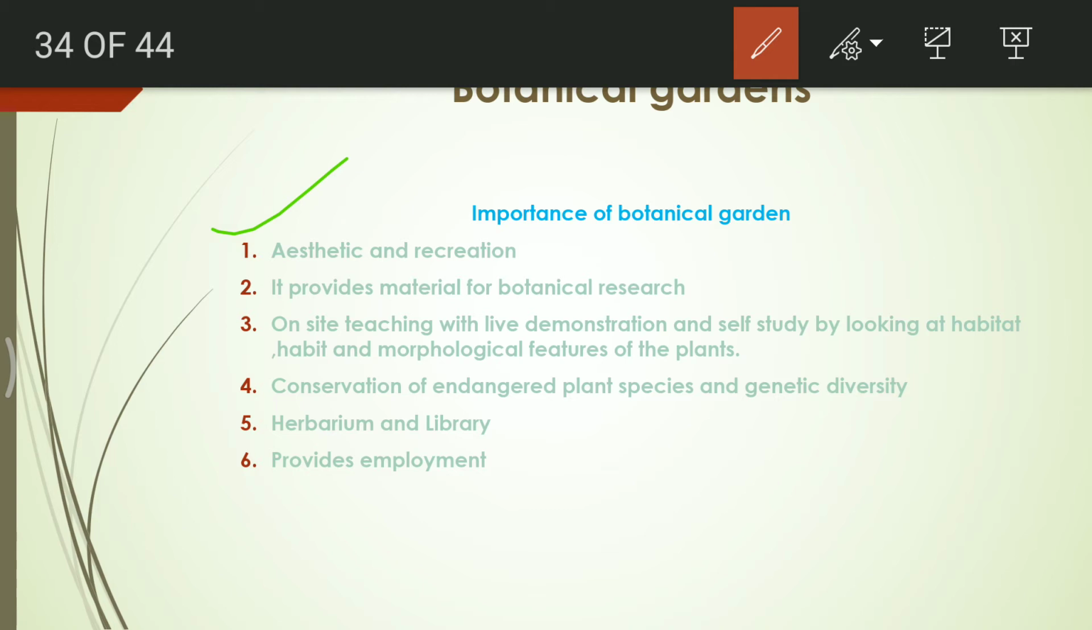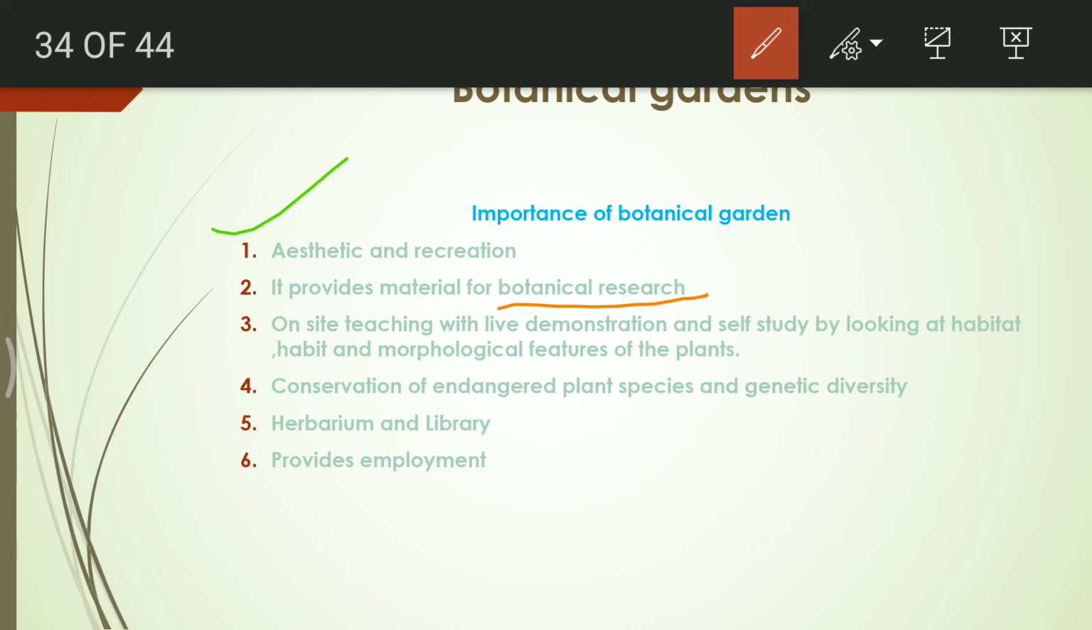It provides material for botanical research. Definitely, for this botanical research, if you have live specimens, you can just see them. Sometimes you can preserve them. You can work on the substances which come out from them. For example, the raw materials which can be taken out from the botanical plants can be utilized for research work. That is what I wanted to say.